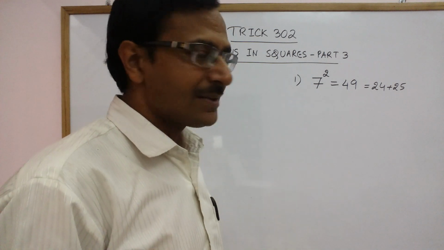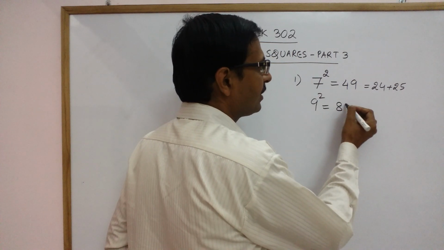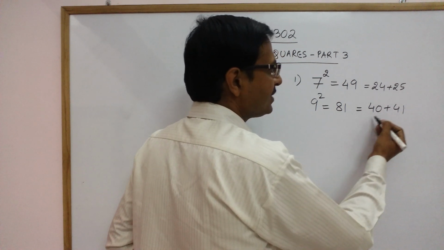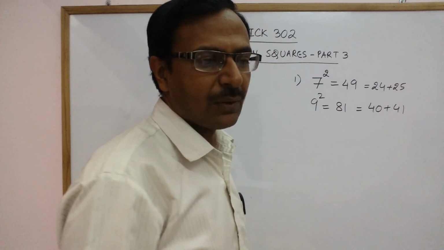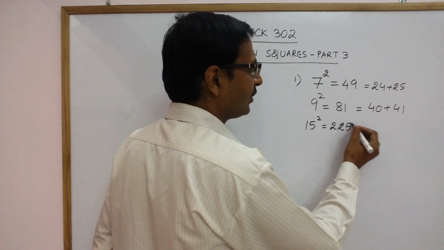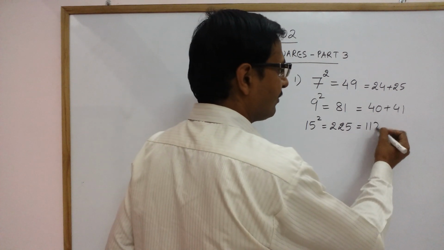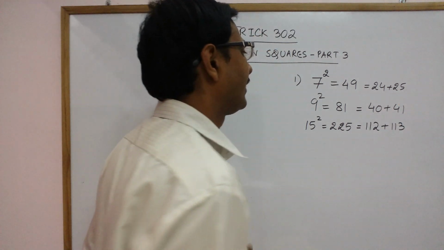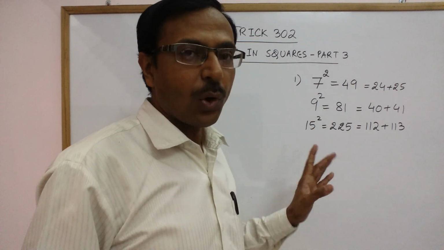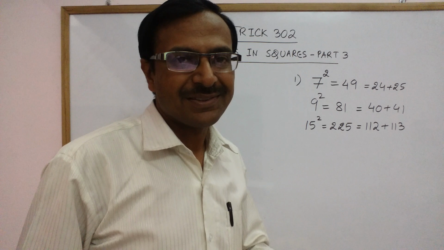So we can take some more examples like this. Say suppose you have 9 squared. Now 9 squared is 81. Now 81 can be expressed as 40 plus 41. See, again the consecutive natural numbers. Likewise, some more. Say we have 15 squared. It is 225. So now 225 can be expressed as 112 plus 113. Likewise, you can go on and take more examples of the squares of odd natural numbers. Every time you will find this amazing and useful pattern.